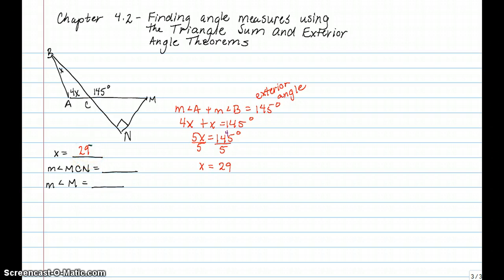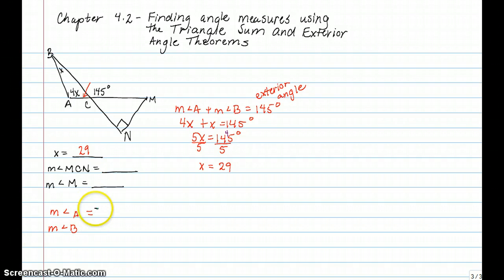Now you're going to use some other theorems. There's this vertical angle theorem, because x has now been determined to be 29. So we are going to find out what this angle is right here, because in order to find the measure of angle M and the measure of angle MCN, I'm going to have to find that measure right there. Before I can do that, I also have to find the measure of angle A and the measure of angle B, because we're going to use the triangle sum theorem.